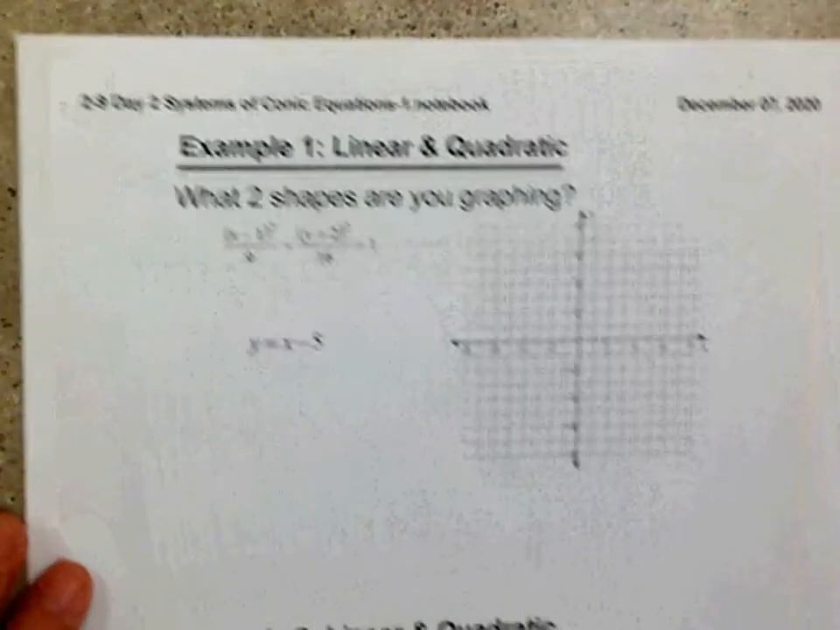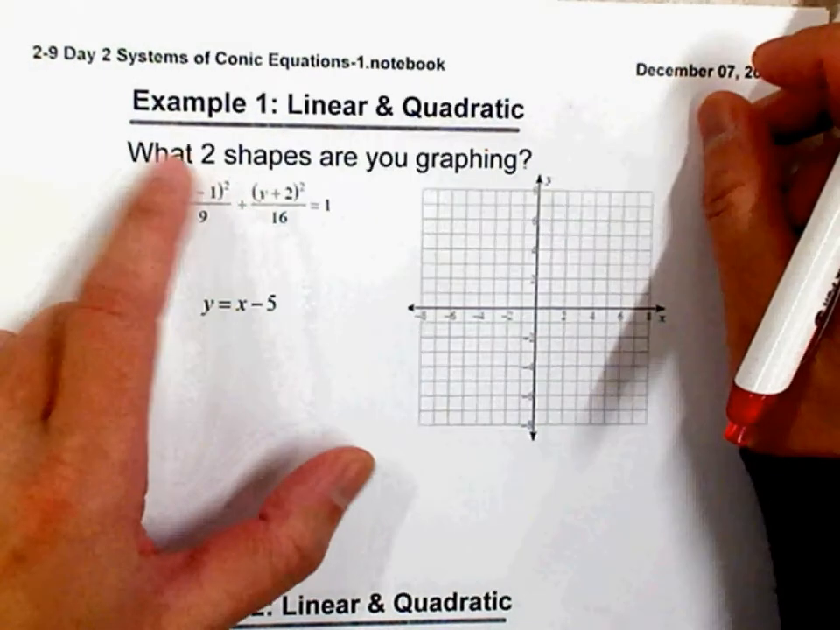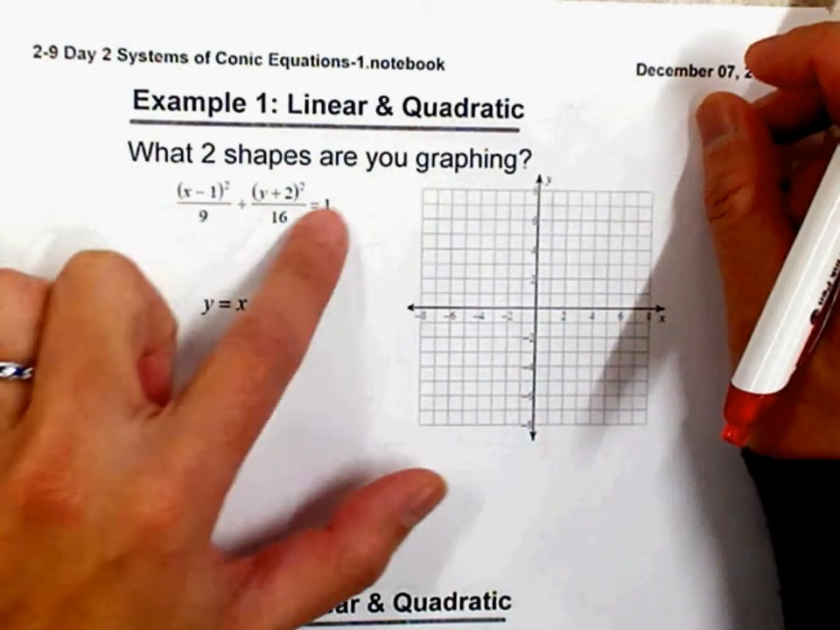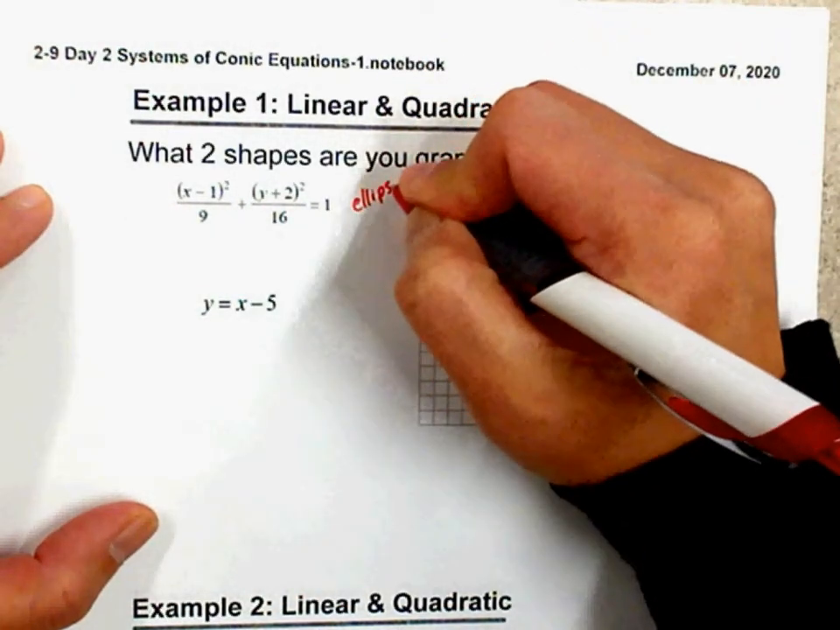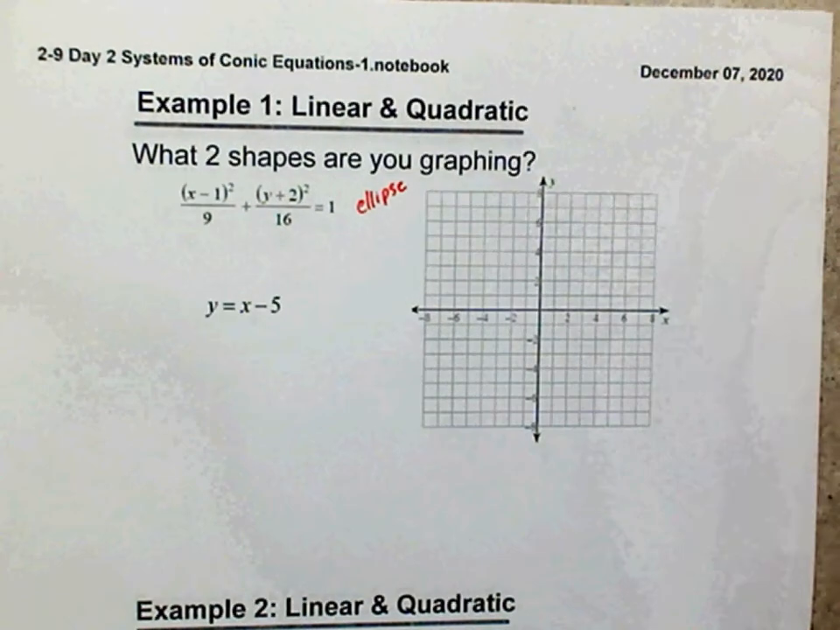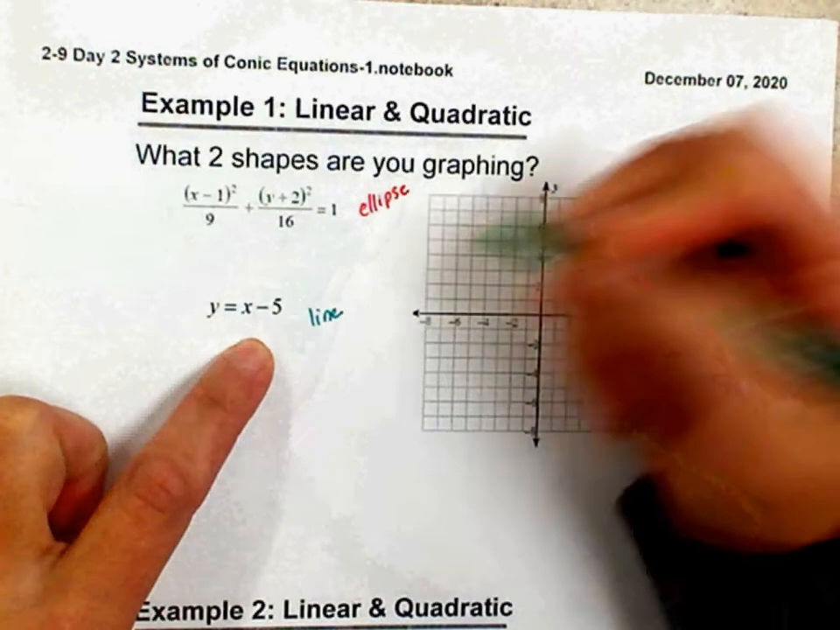So let's take a look at example 1. Make sure you identify the shapes first. So what two shapes are you graphing? Now if you look at this equation, that is an ellipse equation. So your shape's going to be an oval, okay? This one is a linear. So this one's going to be a line.